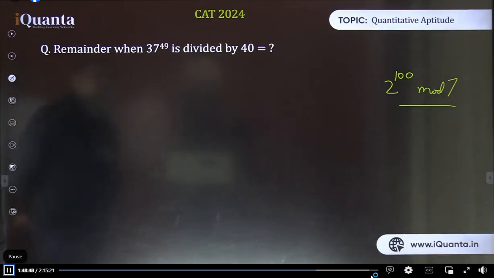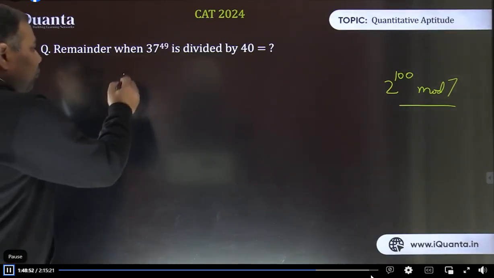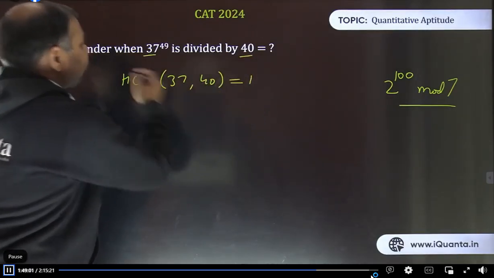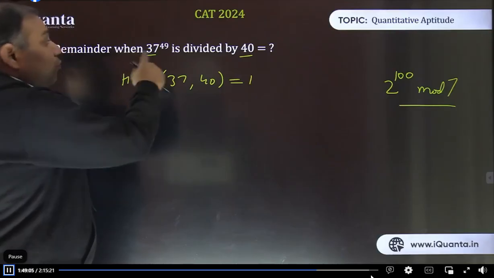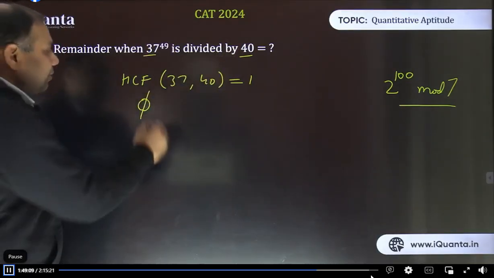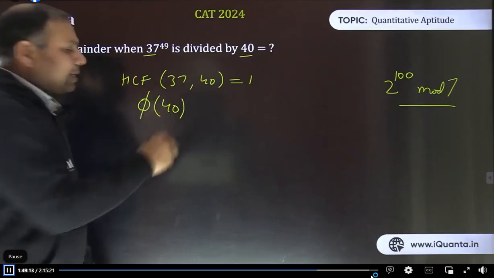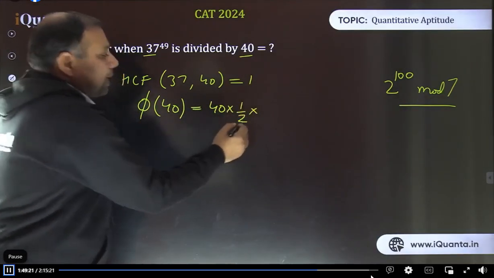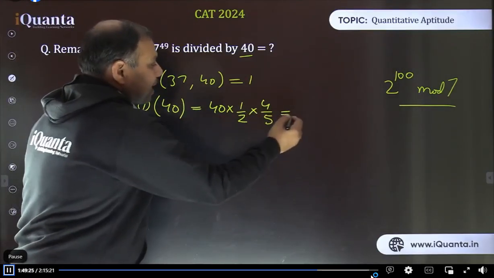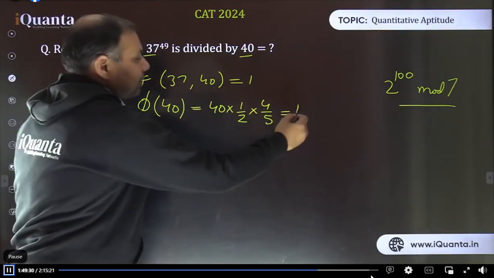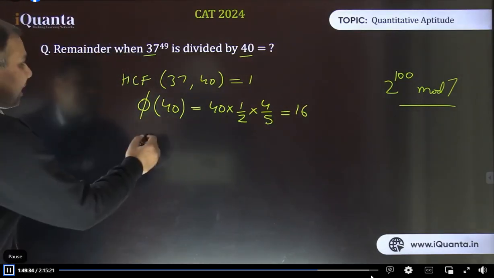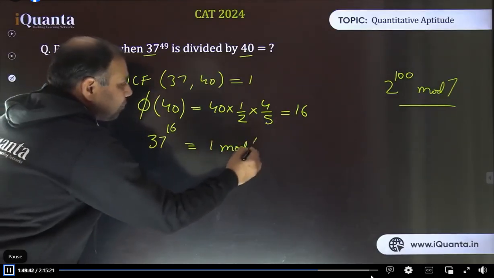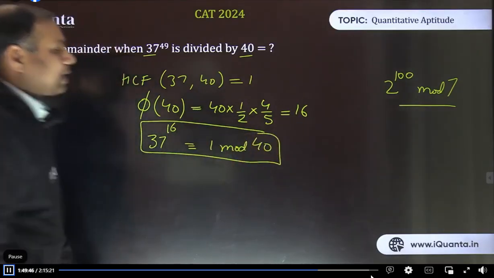Okay, many of you are getting it. Let's check. Can we apply the theorem here? Yes, because our first check was that this number and the divisor must be co-prime. So 37 and 40, their highest common factor is 1. So we can apply the theorem, right? Now, the next step was to find out what power of 37 will give remainder 1. For that, I need to find phi, Euler's value, for 40. The prime factorization of 40 contains only 2 and 5. So it is 40 times (1 minus 1/2), that is 1/2, into (1 minus 1/5), which is 4/5. Upon simplification, 10 fours are 40, 4 fours are 16. So as per the theorem, 37 raised to power 16 will give you remainder 1 when divided by 40, isn't it? That is the result of our remainder theorem.